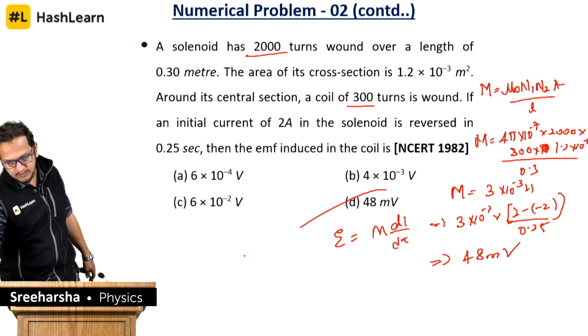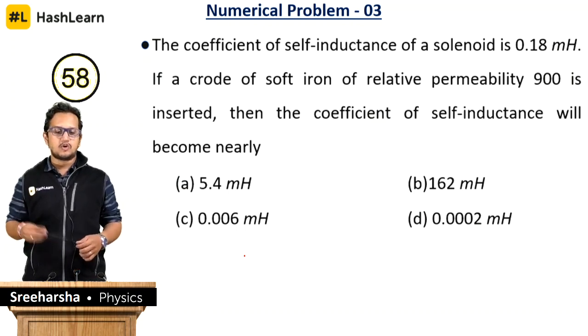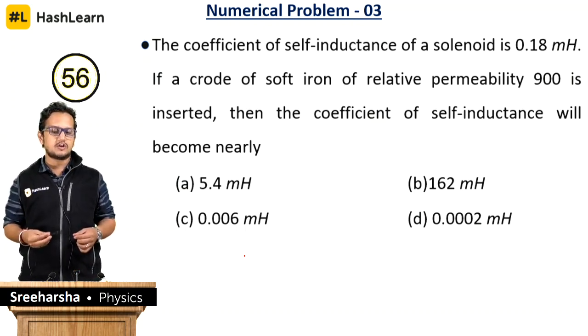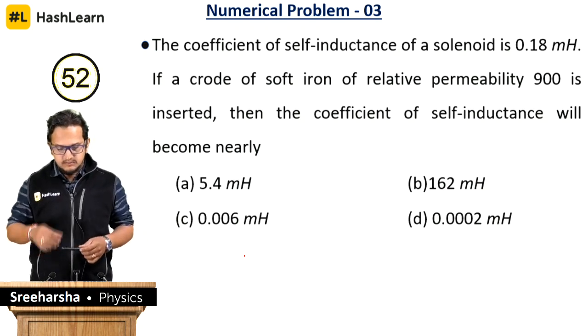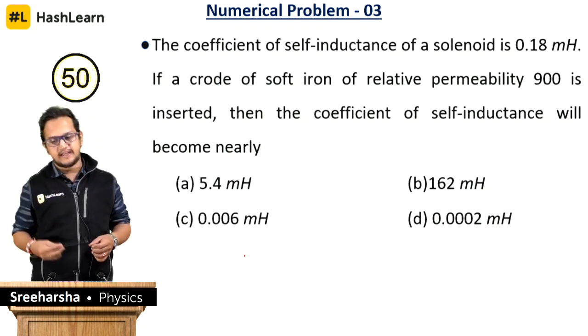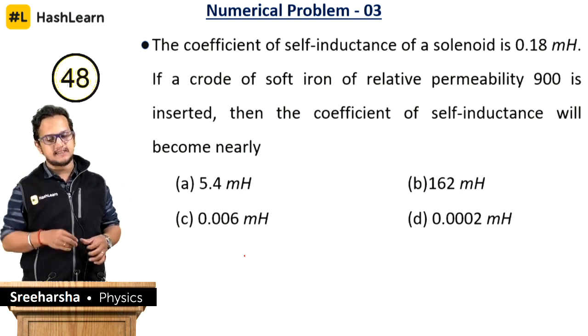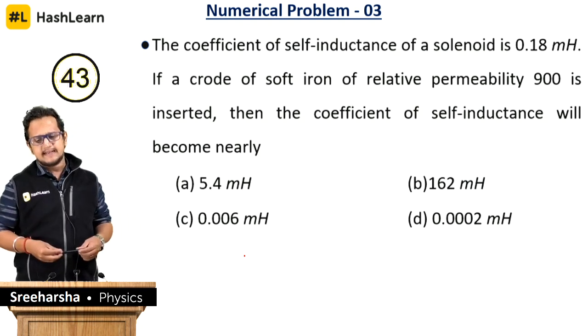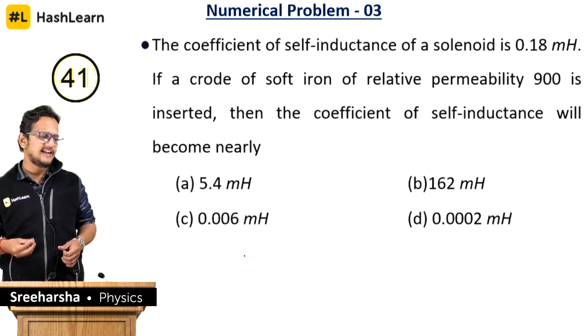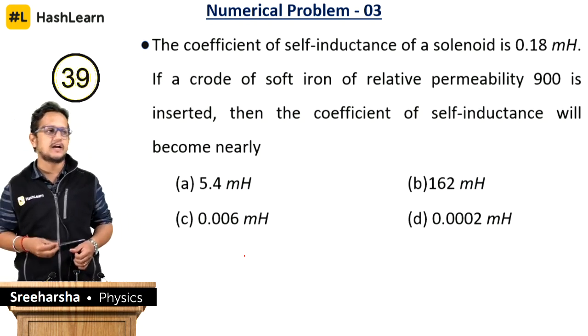Now we have the next problem on the screen. The coefficient of self-inductance of a solenoid is 0.1. If a core of soft iron of relative permeability 900 is inserted, then the coefficient of self-inductance will nearly become equal to how much? This is a very simple problem, students. I think you need to solve it within 30 seconds. You can solve it out.